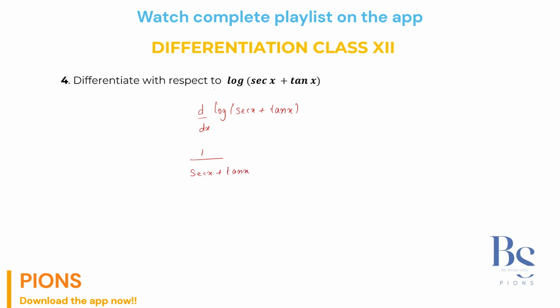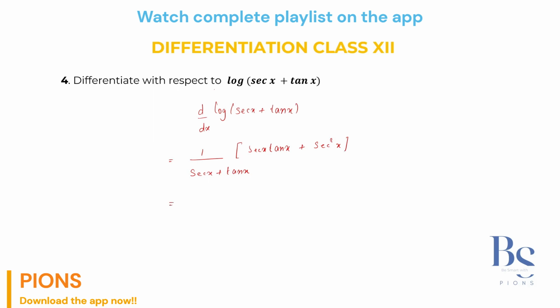Log of something is 1 upon something. And derivative of sec theta is sec theta tan theta, plus derivative of tan theta, sec square theta. Clear? Sir, can we further simplify?